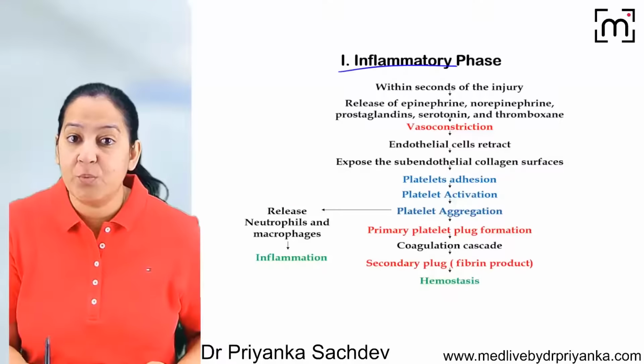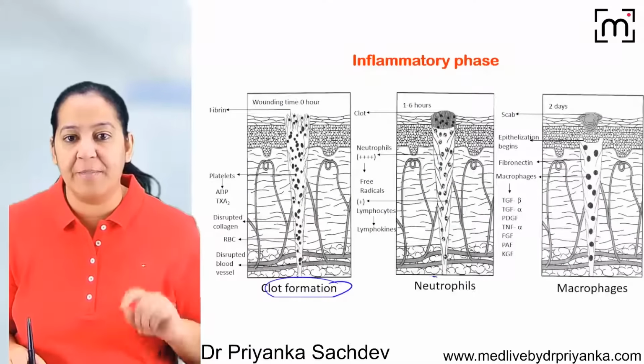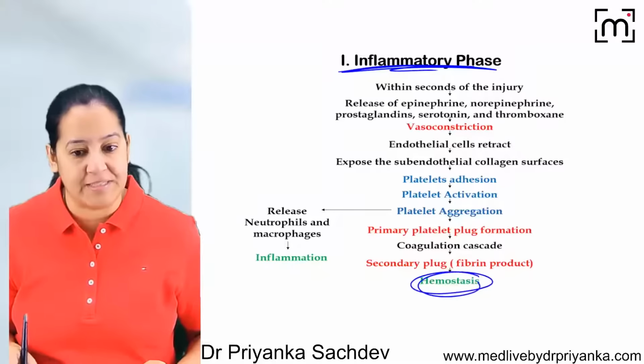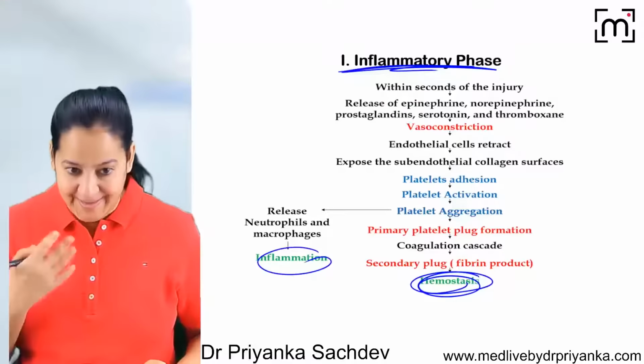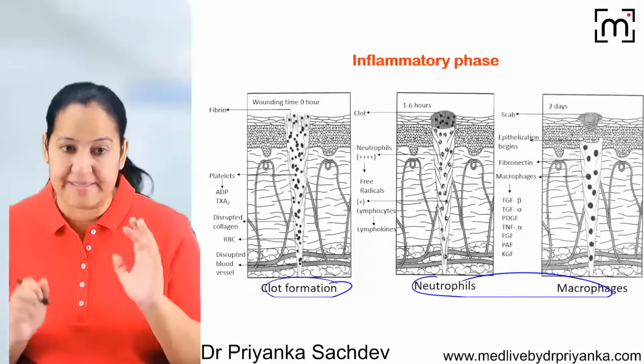In the inflammatory phase, what will happen? Two things will happen. Number one, clot formation, and number two, inflammation. Clot formation is hemostasis, and then inflammation. Let me explain. First understand this diagram. If you want to understand the steps of repair, understand this diagram.